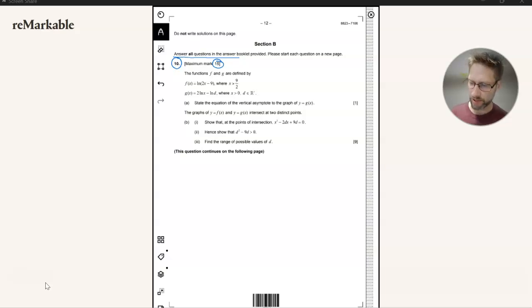So question A tells us to state the equation of the vertical asymptote to the graph of y equals g of x. So it's about this guy. What do we need to do? We need to think, vertical asymptotes, they are the ones that go vertically. When do they happen? They happen at values of x, they're vertical, so they stand in values of x, where the function is not defined.